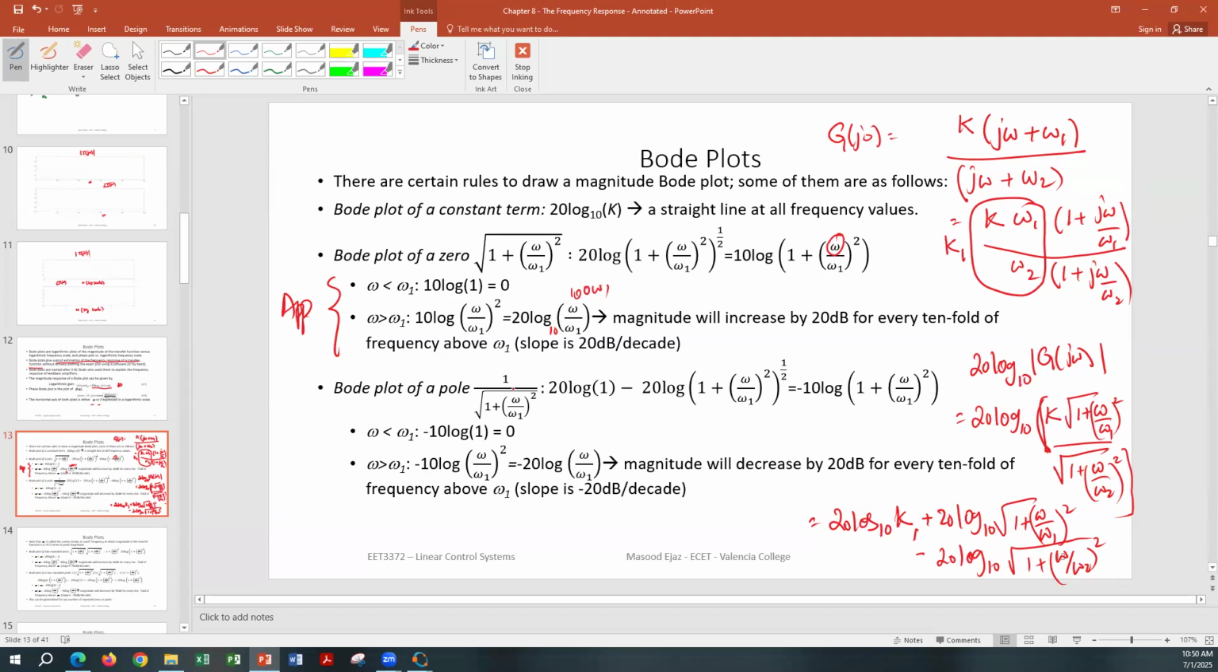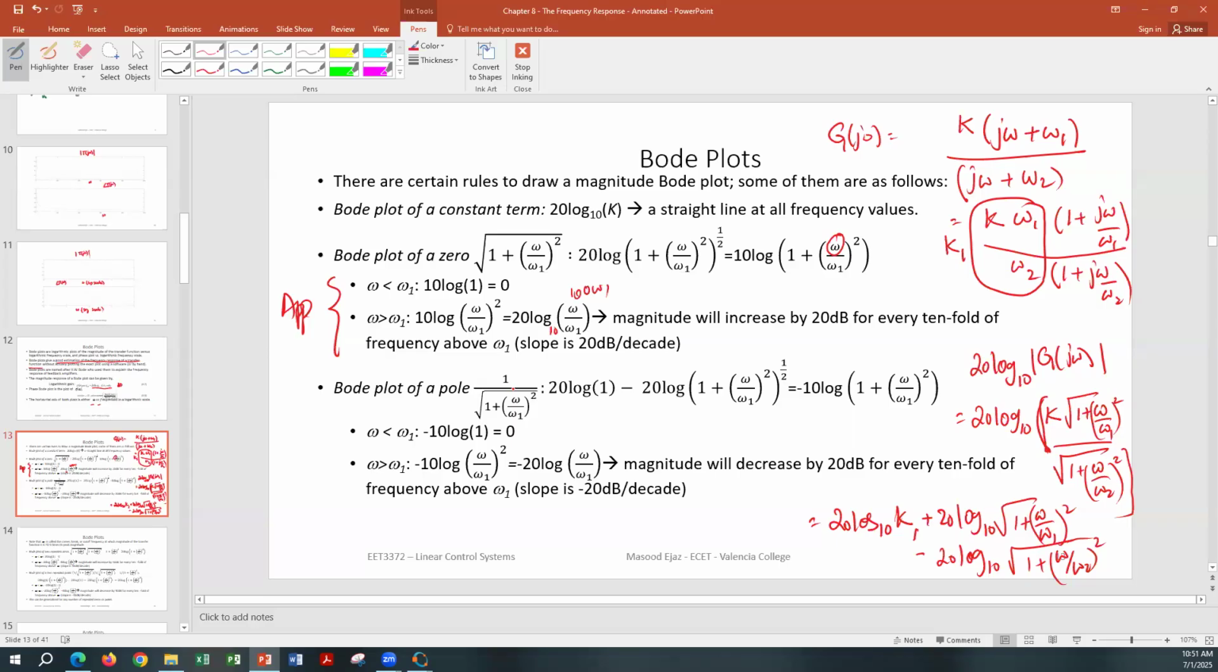So as the value of omega increases by 10-fold above the cutoff frequency, the value of the gain increases by 20 decibels every time. So basically it is increasing. The slope is 20 decibels per decade of the frequency. That's what we write, 20 decibels per decade, and we show that it is increasing by 20 decibels. That's for the zero.